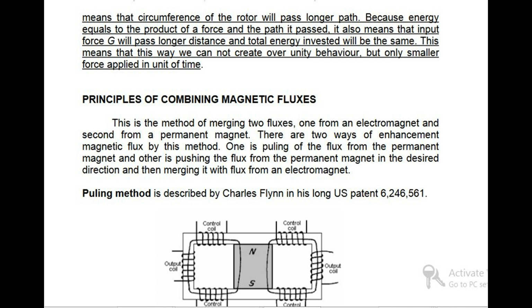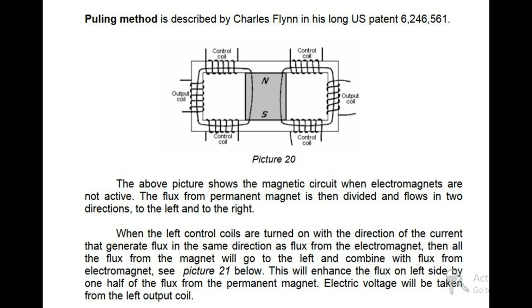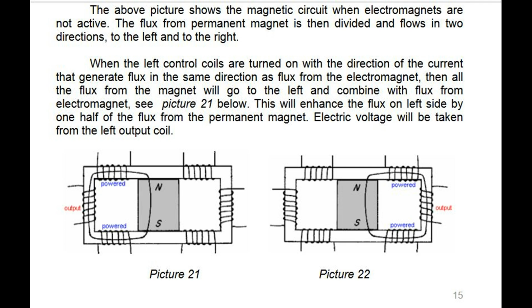The pulling method is described by Charles Flynn in his long U.S. patent 6,246,561. The above picture shows the magnetic circuit when electromagnets are not active. The flux from the permanent magnet is then divided and flows in two directions, to the left and to the right. When the left control coils are turned on with the direction of current that generates flux in the same direction as flux from the electromagnet, then all the flux from the magnet will go to the left and combine with flux from the electromagnet, see picture 21 below.